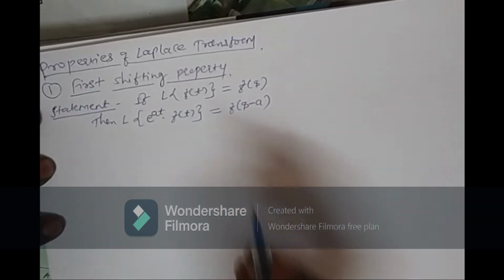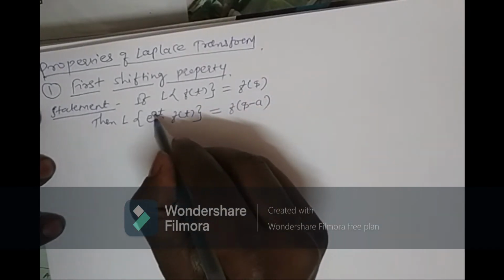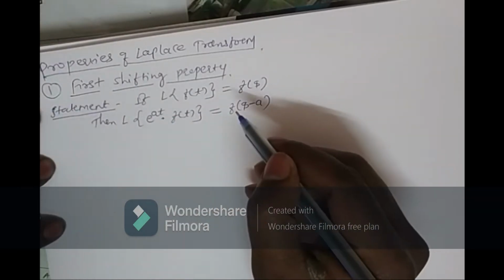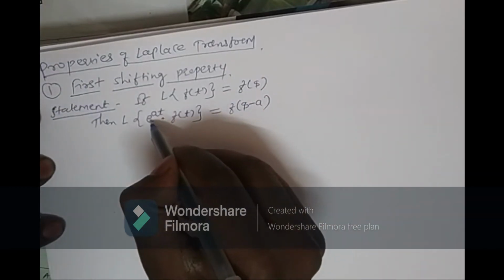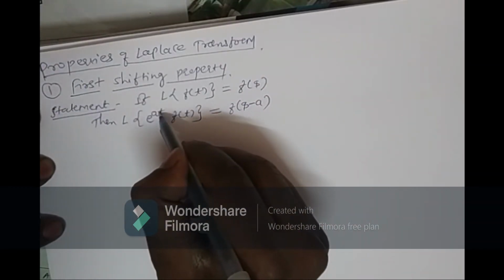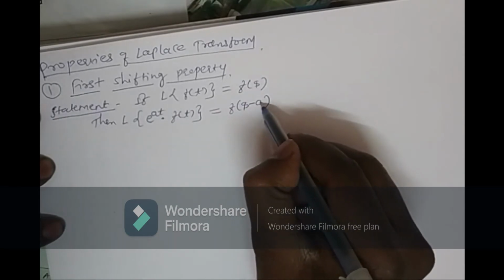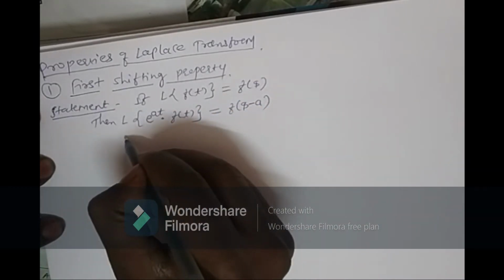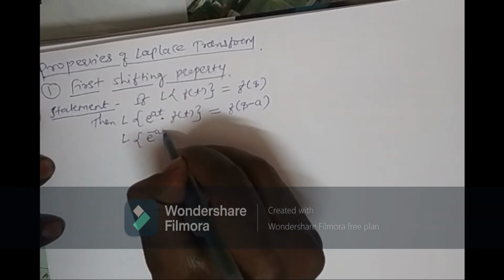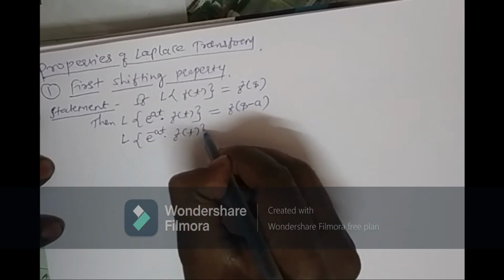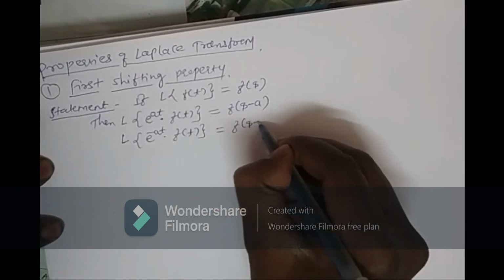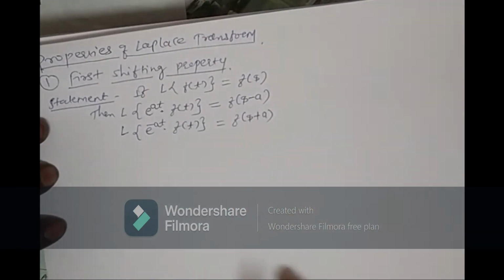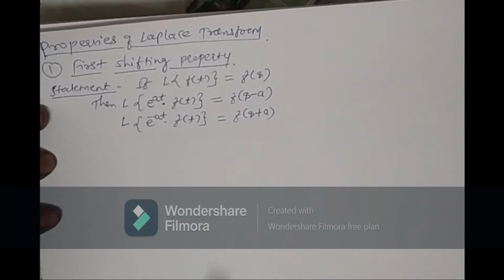Now what is the meaning of this? Whenever there is e raised to at in multiplication with f of t, then we have to use the first shifting property. And how to use it? If e raised to plus at is there, then we have to take s minus a. That means we have to replace s by s minus a. And second, Laplace transform of e raised to minus at into f of t is equal to F of s plus a. Okay. So these are the two important formulas in this particular property.